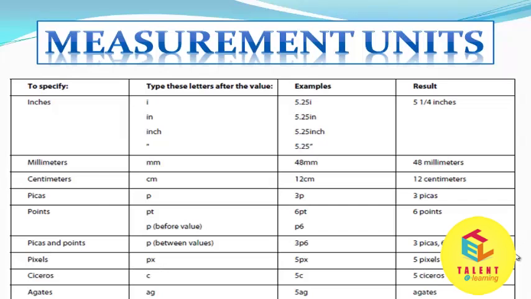For picas we can write p, for example 3p means 3 picas. For points we can write pt, or p written before the value. For example 6pt means 6 points. For example p6 means 6 points. We can write picas and points, and pixels, the same way.